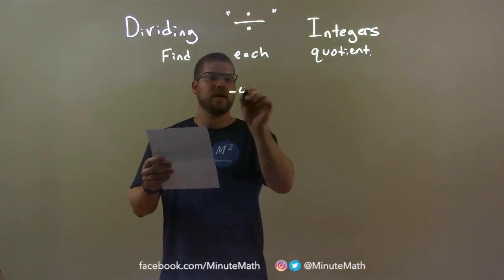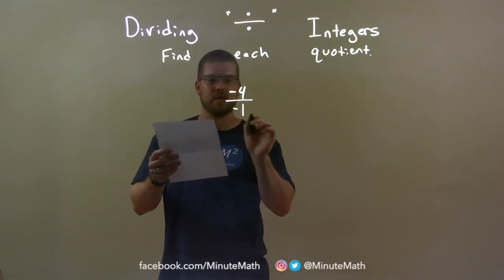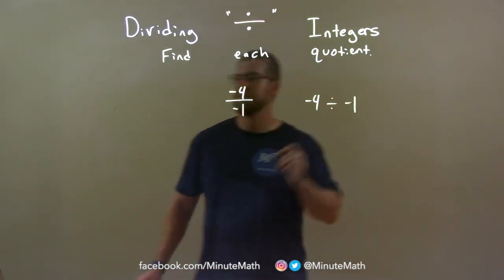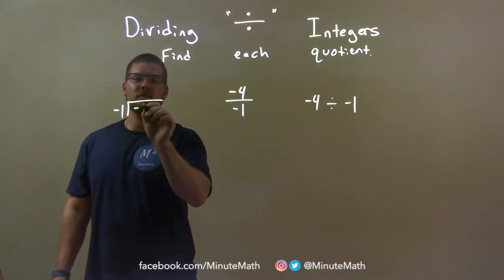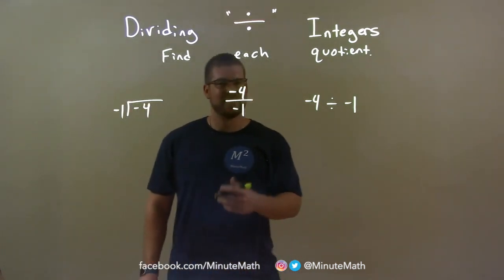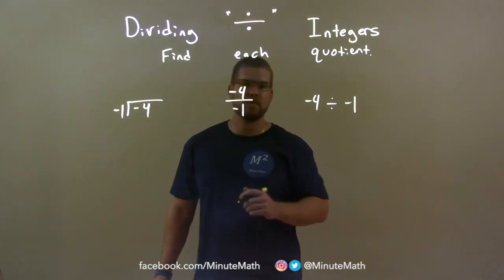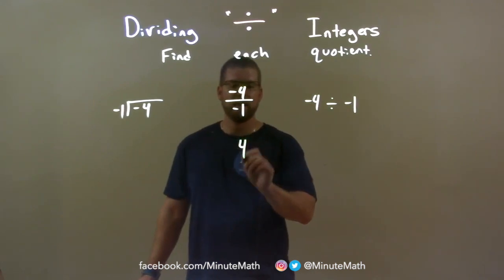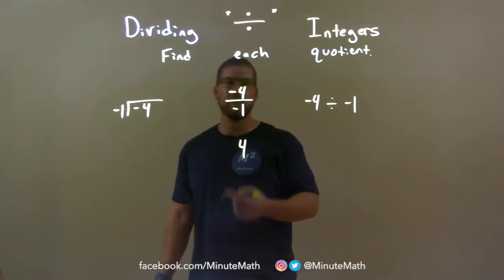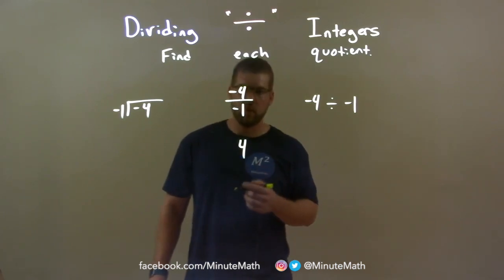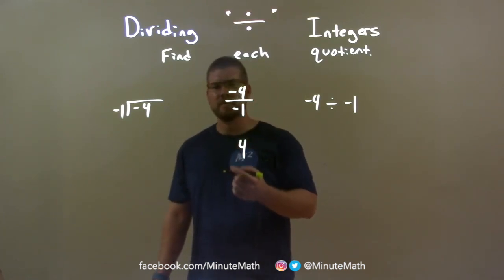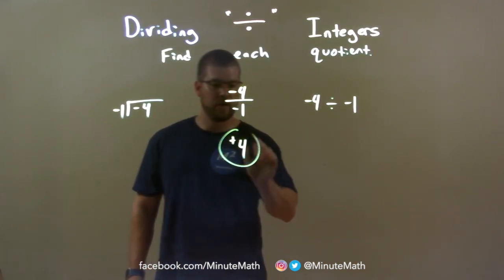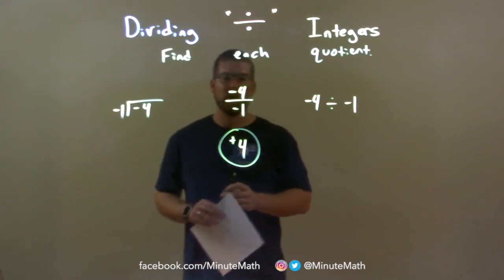Negative 4 over a negative 1. Well, we can write that also as -4 divided by -1, or -1 goes into -4. Well, this one's actually pretty simple, okay? Ignore the negatives for right now. How many times does 1 go into 4? Well, 4, right? Any number divided by 1 is itself, okay? So 4 divided by 1 is just 4. And then now we deal with the negatives. Well, a negative divided by a negative is a positive, okay? And that will always be. So our final answer here, combining the two, is positive 4.